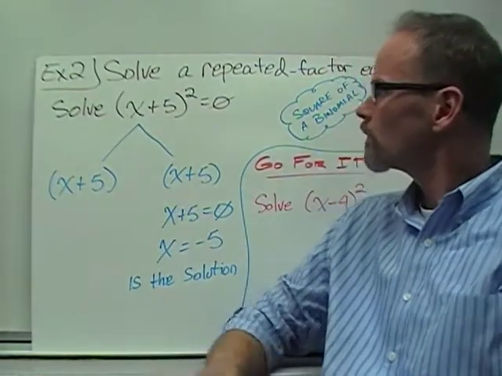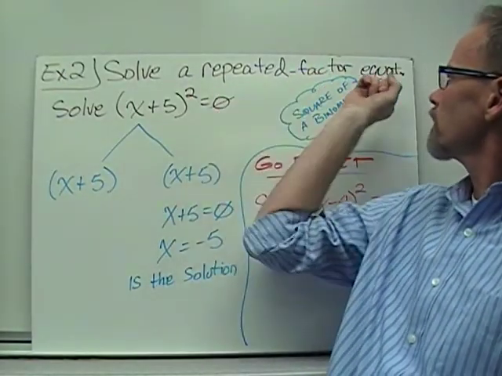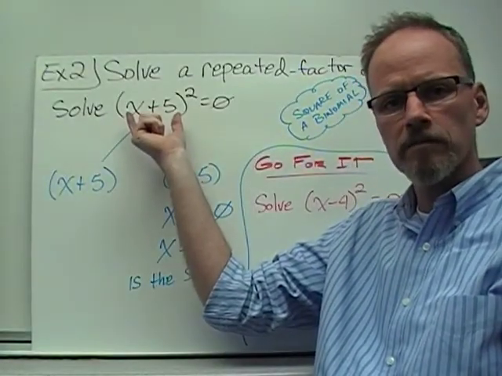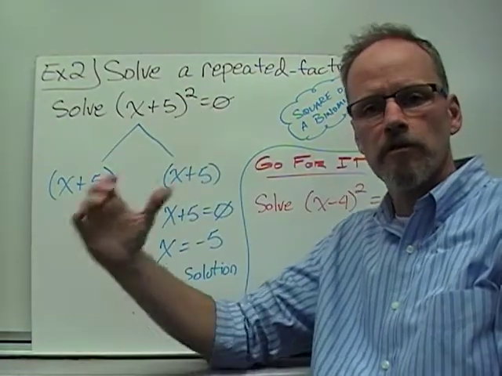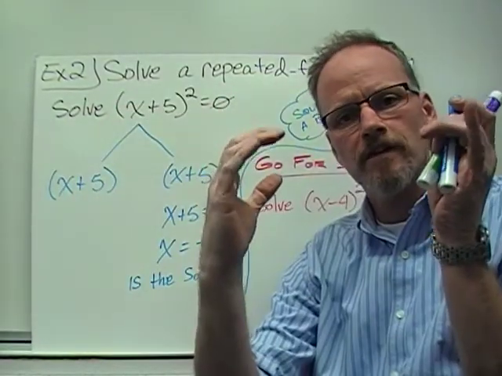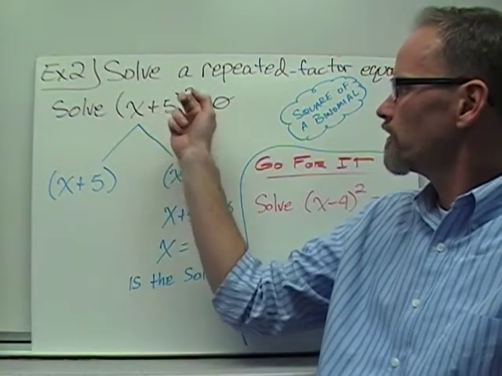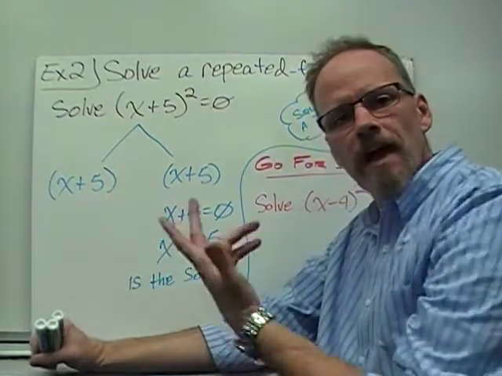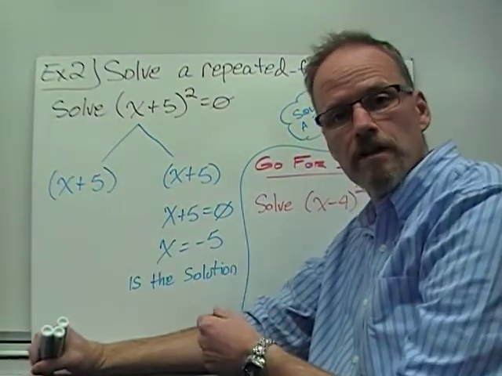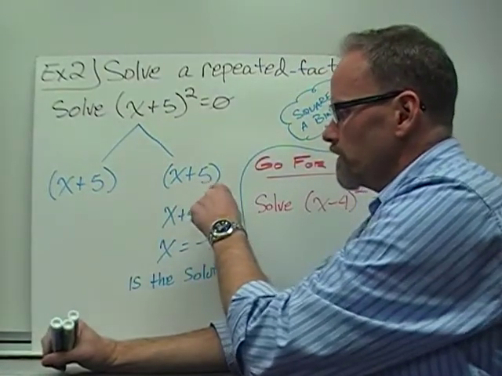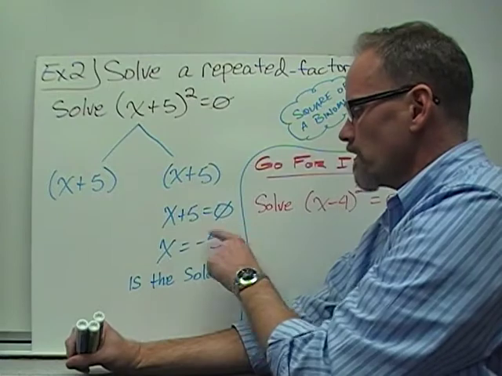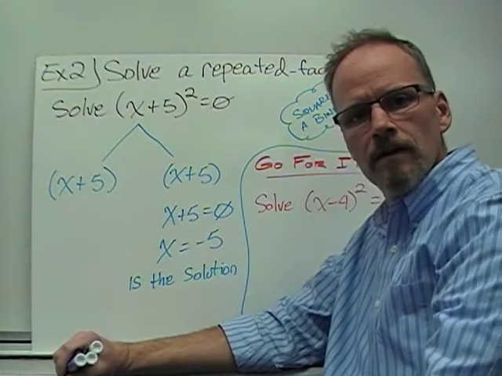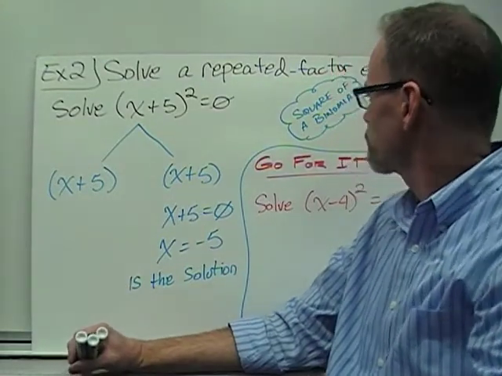Example number 2, solve a repeated factor equation. A repeated factor means I'm taking the one factor here, x plus 5, and I'm going to square it. That would be like repeating it: x plus 5, x plus 5. Solve x plus 5 squared equals 0. Again, split it up, but I don't need to do both sides because one side is going to be the same as the other. So I just set x plus 5 equal to 0, x equals -5. -5 is the solution for this particular problem.